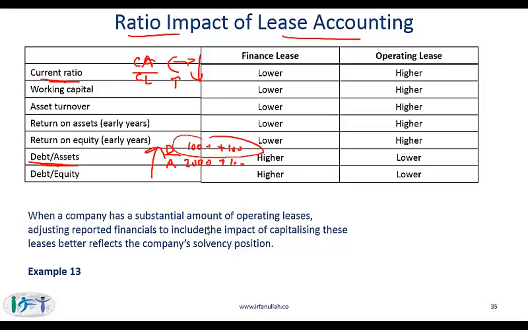When a company has a substantial amount of operating leases, adjusting reported financials to include the impact of capitalizing these leases better reflects the company's solvency position. The critical point here is that you as an analyst are looking at the financial statements of a company and you notice in the footnotes that there are several operating leases. Now, when there are several operating leases, obviously this means that the company needs to make lease payments. So there are obligations. So to get a better sense for the leverage ratios, debt to equity ratios, what you need to do is convert the operating leases into finance leases.